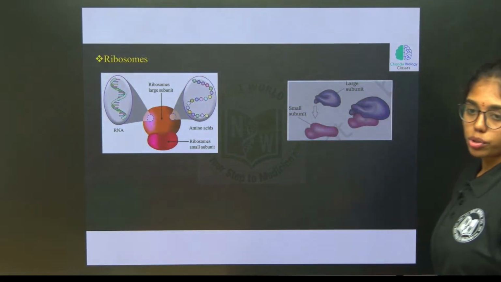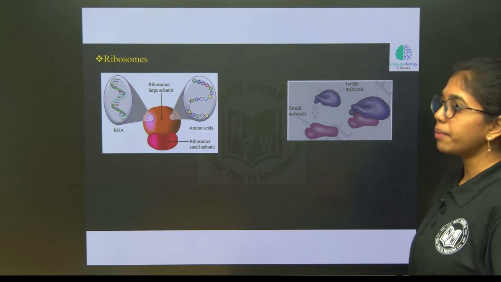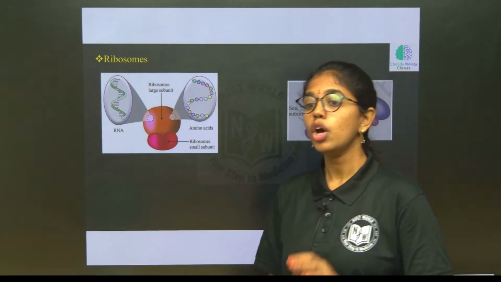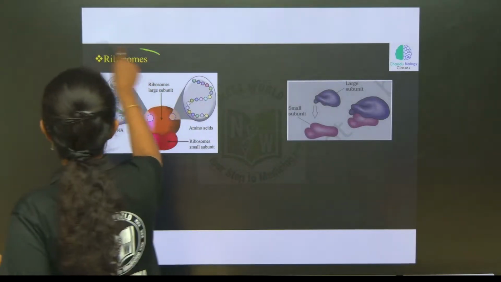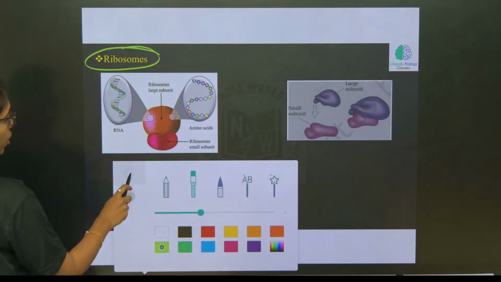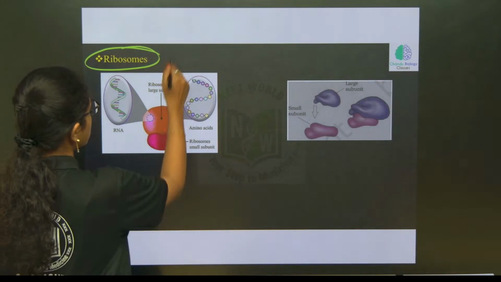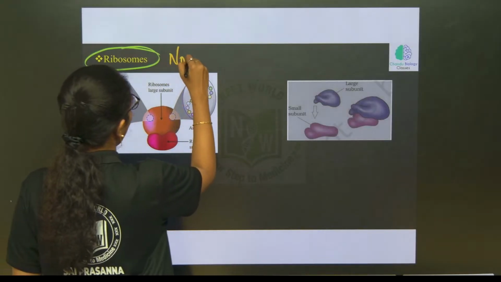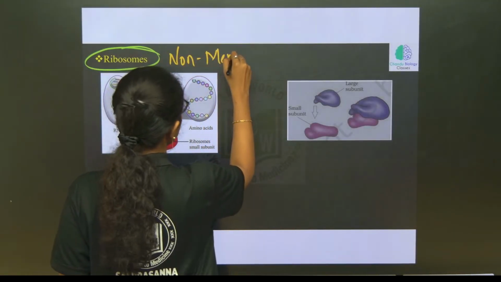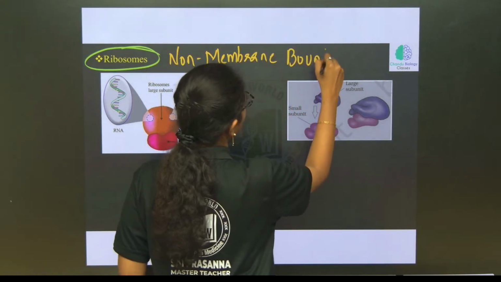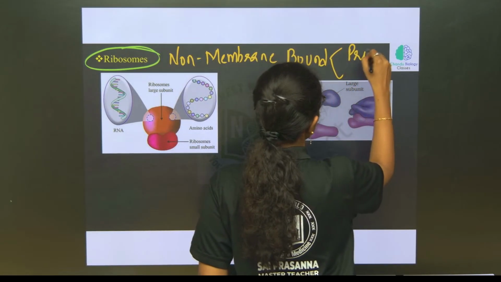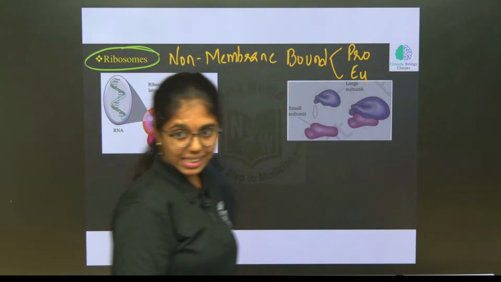Clear, right? Now we will look into ribosomes. These are non-membrane bound organelles which we will see in both prokaryotic cell and eukaryotic cell. So, these are the common non-membrane bound organelles which are observed in both the cells.